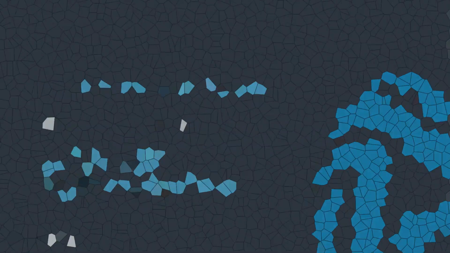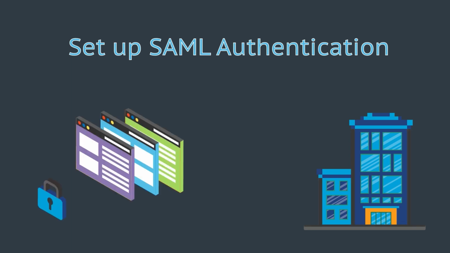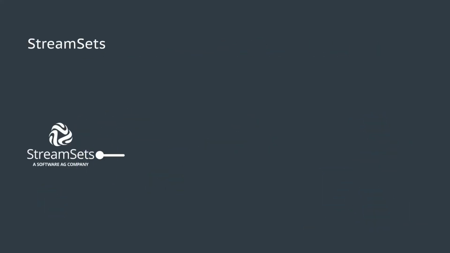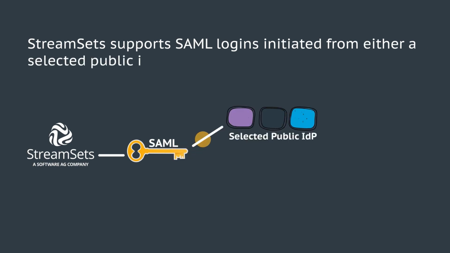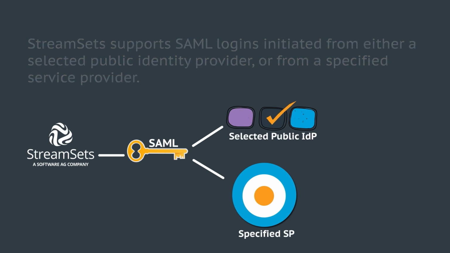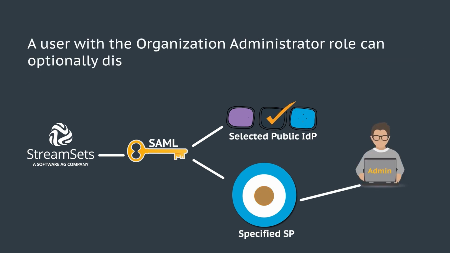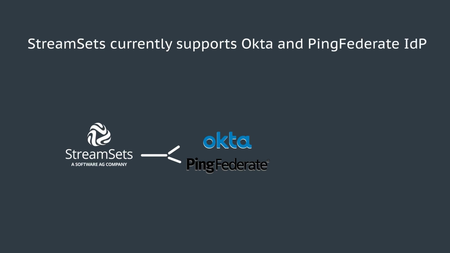In this video, we're going to learn how to set up your organization to use SAML authentication for single sign-on to StreamSets using a third-party IDP. StreamSets supports SAML logins initiated from either a selected public identity provider or from a specified service provider. A user with the organization administrator role can optionally disable SP-initiated logins. StreamSets currently supports Okta and Ping Federate IDP providers.